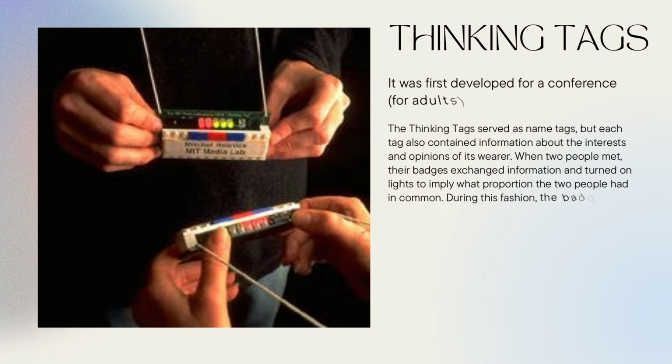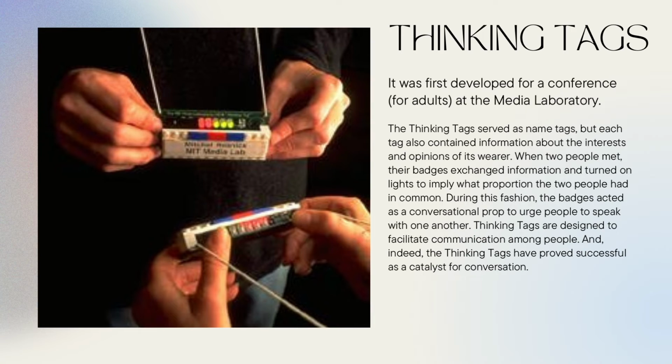It was first developed for a conference for adults at the Media Laboratory. The thinking tags served as name tags, but each tag also contained information about the interests and opinions of its wearer. When two people meet, their badges exchanged information and turned on lights to imply what proportion the two people had in common. In this fashion, the badges acted as a conversational prop to urge people to speak with one another. Thinking tags are designed to facilitate communication among people.